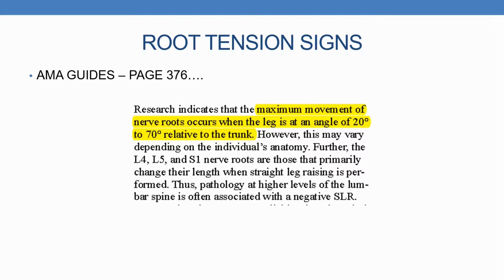The guides say on page 376 that research indicates that the maximum movement of nerve roots occurs when the leg is at an angle of 20 degrees to 70 degrees relative to the trunk. However, this may vary depending on the individual's anatomy. Further, the L4, L5, and S1 nerve roots are those that primarily change their length when straight leg raising is performed. Thus, pathology at higher levels of the lumbar spine is often associated with a negative straight leg raise.